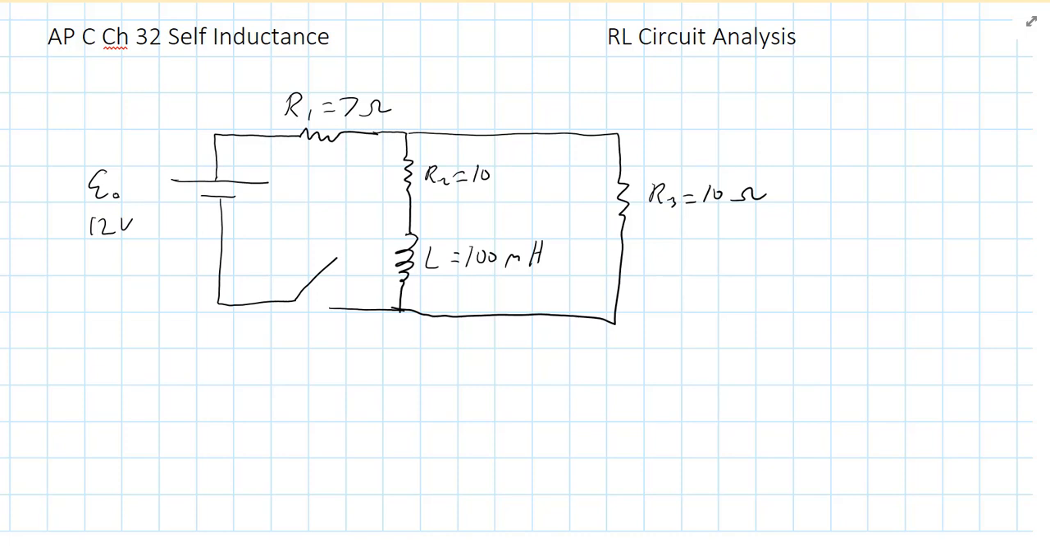Hey folks, in this video we're going to do a little RL circuit analysis. First of all, if you need a moment to copy this circuit down, please pause the video now and go ahead and do that.